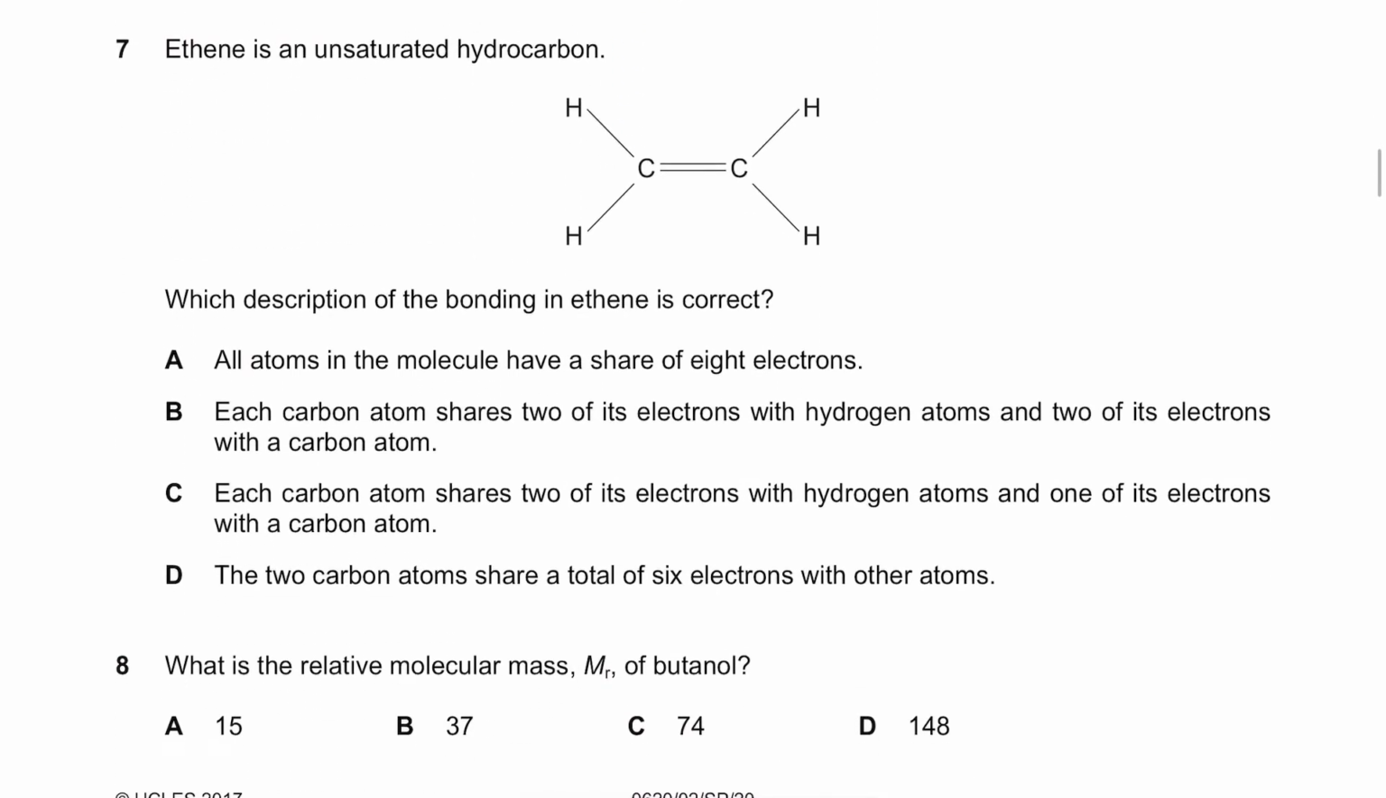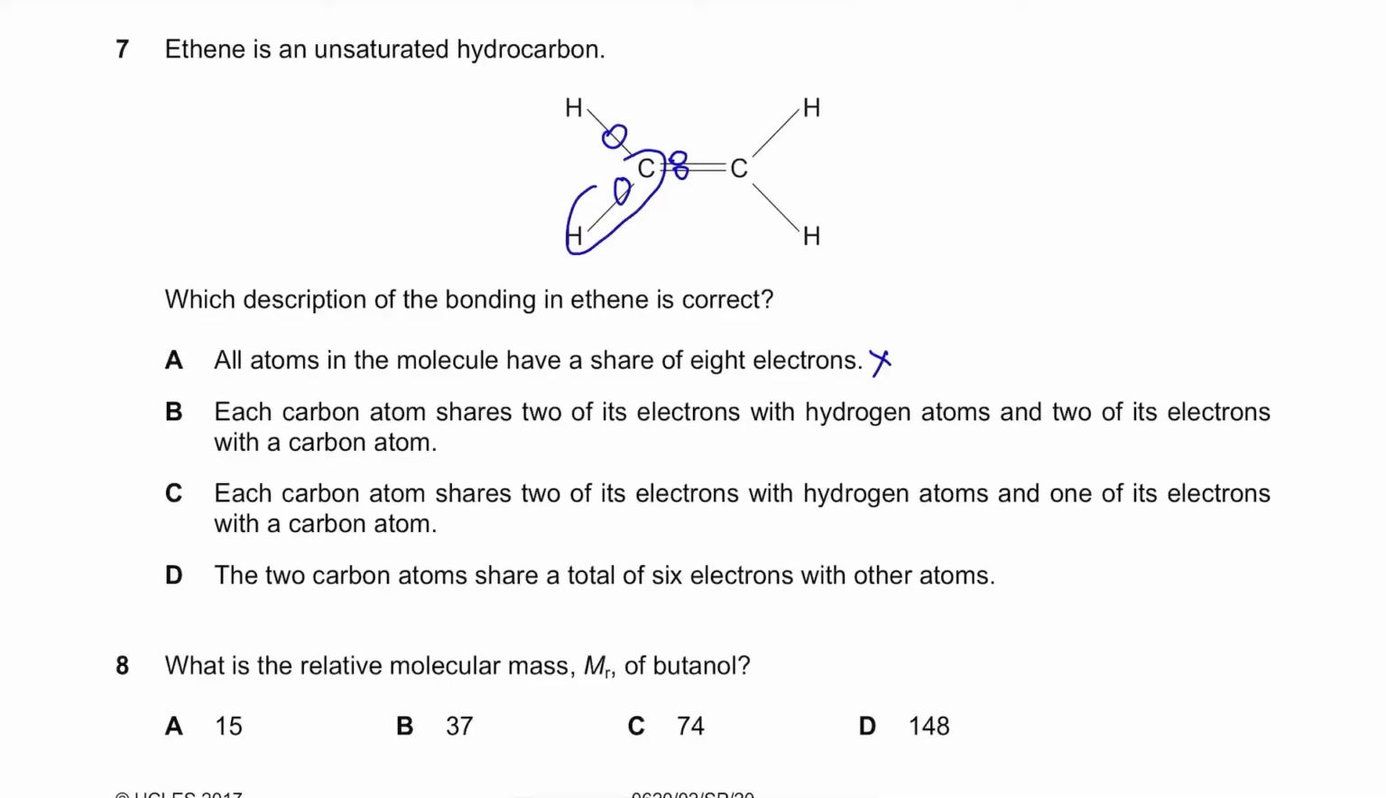Question 7. Ethane is a saturated hydrocarbon. Which description of the bonding in ethane is correct? A. All atoms in the molecule have a share of 8 electrons. Nope. Hydrogen shares 1 electron with carbon, and carbon atoms are sharing 4 electrons with other atoms.